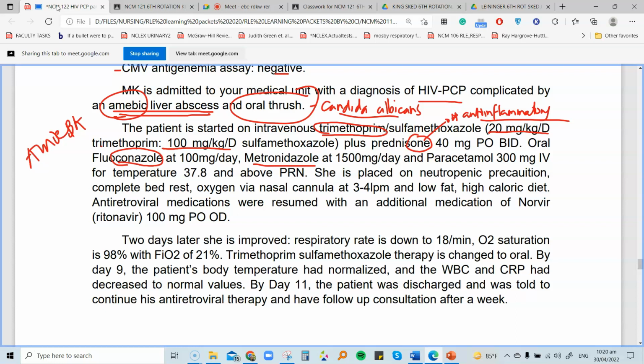So, technically, your metronidazole is for this particular condition. Ayan o. Yan. Okay? Those combination medication, your sulfamethoxazole and your trimethoprim, that's for your PCP. Your fluconazole is for your oral thrush, and your metronidazole is for your amoebic liver abscess. So these antibiotics, antiprotozoal, have already specific conditions which they are treating.